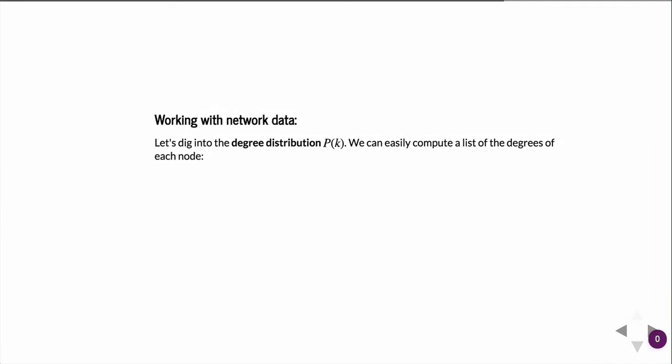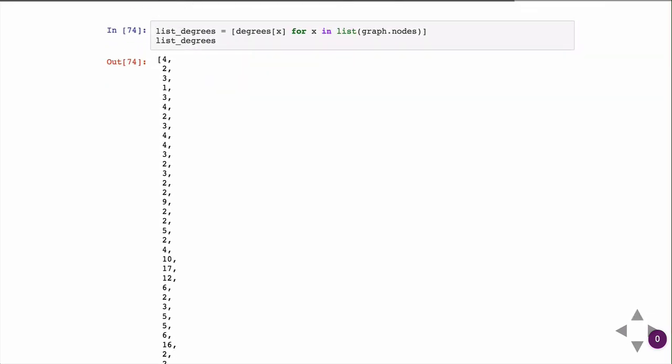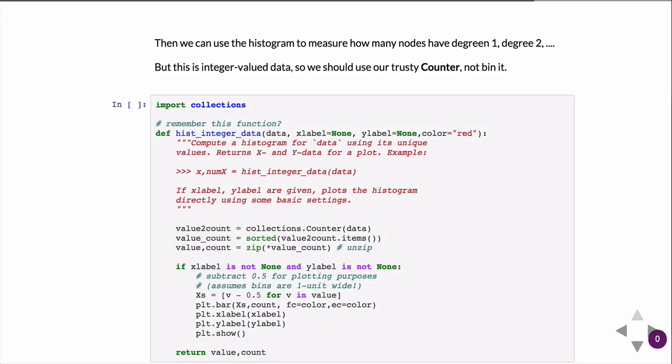Okay, so we can actually look a little deeper into our network now with Networkx. One of the things we look at to start is the degree distribution. If we want to do that in Networkx, we go ahead and compute the degrees of each node, and then convert that to a list that we can work with. And we want to use a histogram. We don't actually need to bin this. We can use counters because we have ordinal values here.